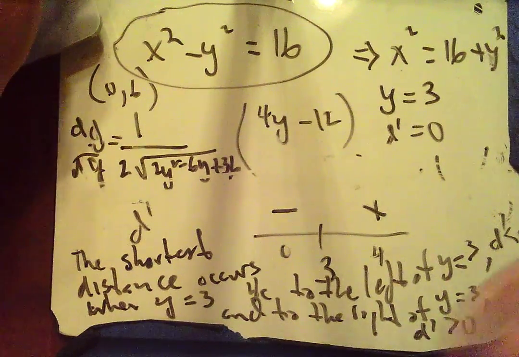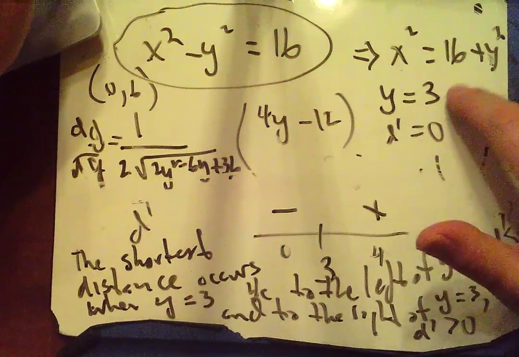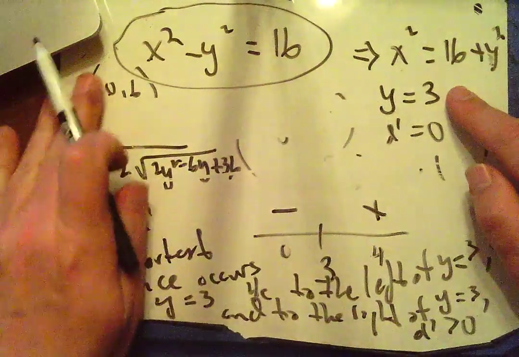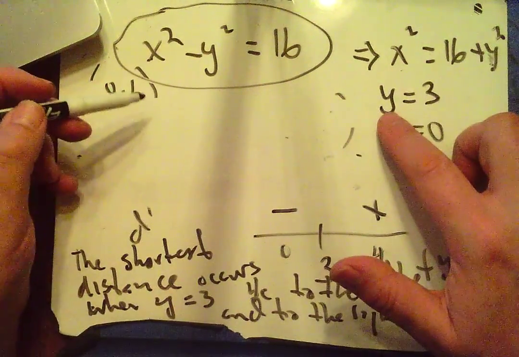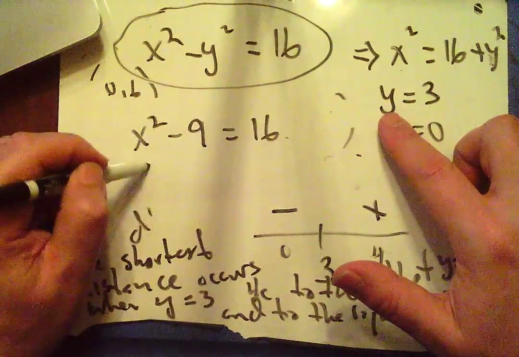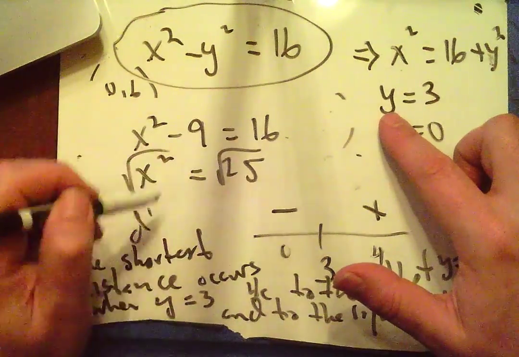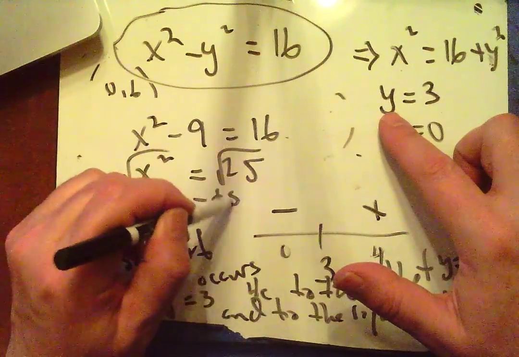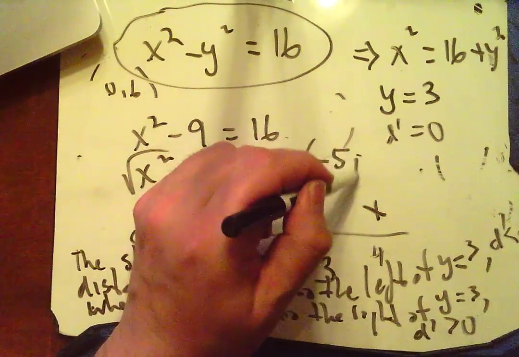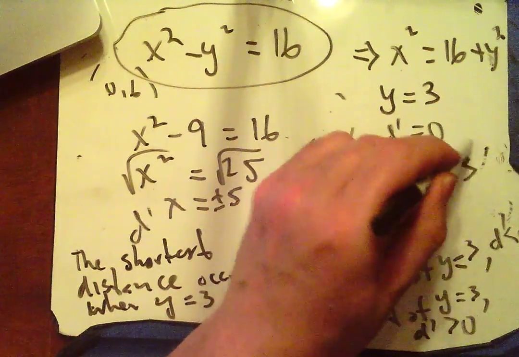But we need to find the where, don't we? So I'm going to have to take this y value and plug in here to find x. So let's not forget to do that. We plug in y equals 3, we have x squared minus 9 equals 16, or x squared equals 25. And when we take the square root, plus or minus 5. So we've actually got two ordered pairs here. One is negative 5, 3, and one is positive 5, 3.